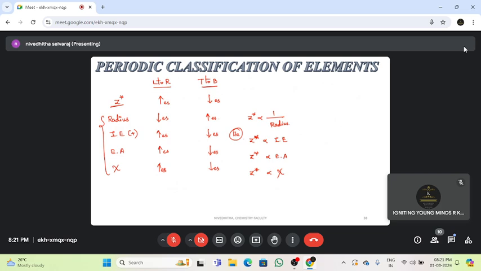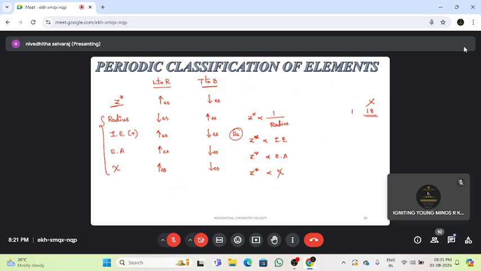Because as we move from left to right in the periodic table, electronegativity increases. So what is the rightmost group? The 18th group. But what is electronegativity? The capacity of an atom to attract the shared pair of electrons. What is a shared pair of electrons? The electrons present in the chemical bond. But 18th group elements cannot form bonds at all, right? So we should not consider the 18th group.